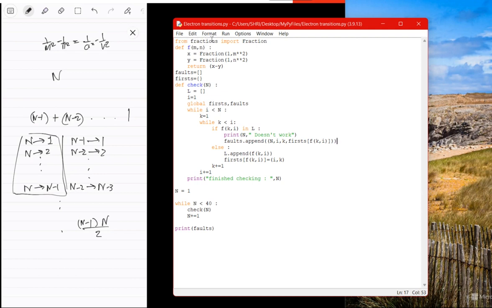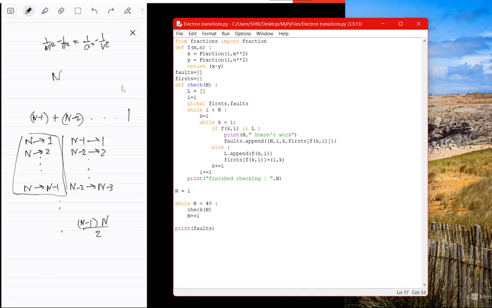I'm using this fractions module because when I want to check whether two numbers are equal, I don't want to check them using the decimal notation, because sometimes two numbers might have similar decimal representation, but they are actually different numbers. Also, all the numbers that we'll be calculating are rational numbers, so it makes sense to use fractions instead of decimals. We are defining a function that basically gives this left hand side, treating it as a function of m and n.